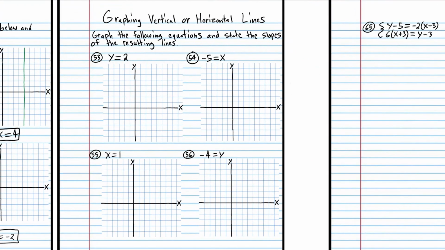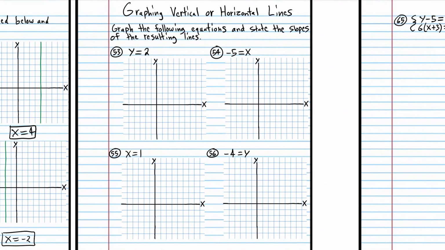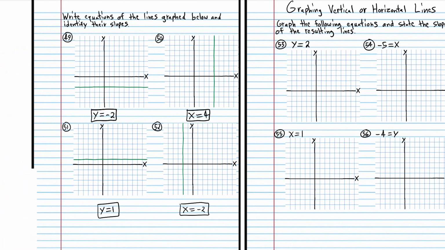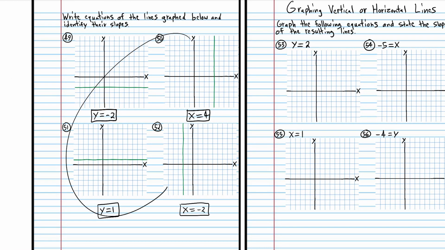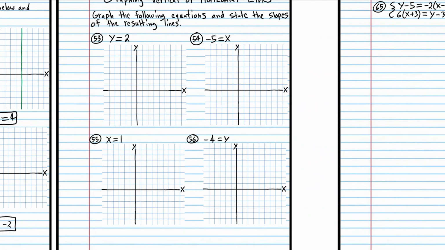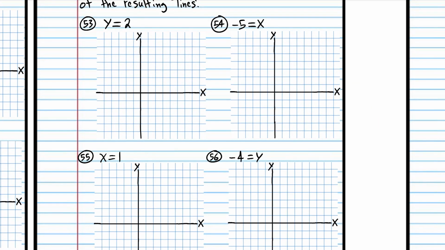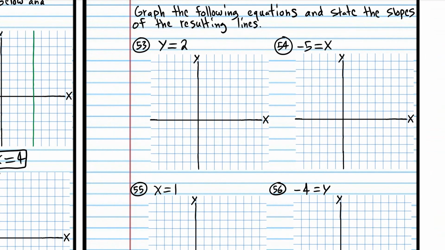53, now we're graphing. So now we're going backwards from these previous problems that we just did. They gave us the graphs here, and we had to write the equations, but now they're giving us the equations, and we have to draw the graphs. So it's not too bad. It's pretty easy. Y is equal to 2. That would be here.